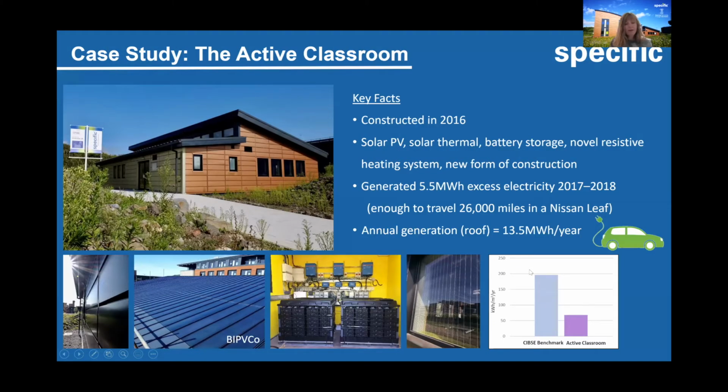Our first full-size building demonstrator was the active classroom, which we constructed in 2016. This was very experimental. It included a mix of pre-commercial technologies combined with more established technologies. For example, a transpired solar collector that you can see here, which is on our south elevation, generates warm air which is supplied to an air source heat pump and an MVHR unit.